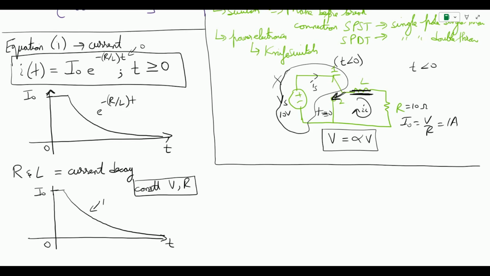So if we have a large value of inductance, the current will take more time to come to a steady state condition, which is at the 0 point over here. And if we have the value of inductance to be small, then obviously the current's initial value will remain the same, but it will take a much quicker time to come back to a steady state condition, steady state condition being the final value.